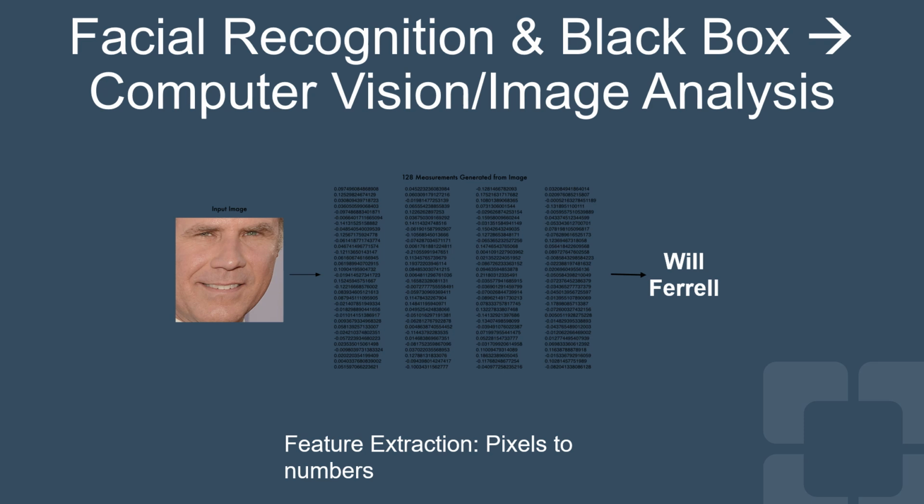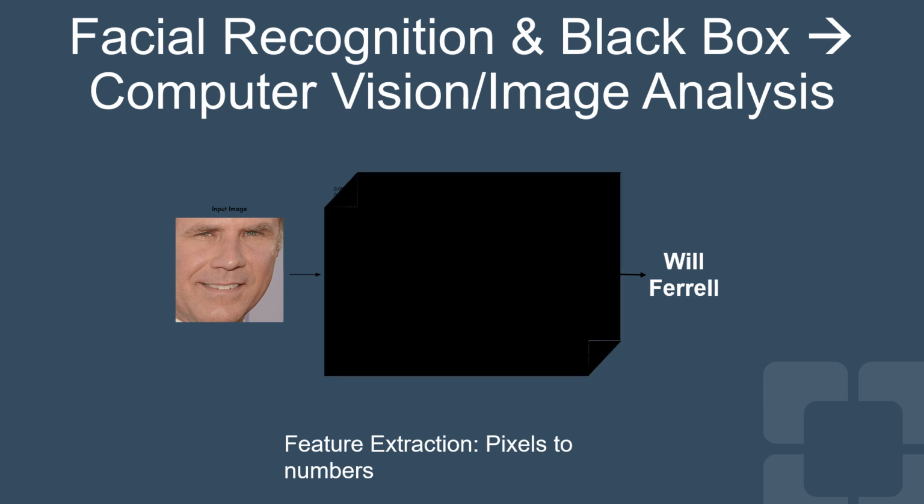And this model consists, in this particular example, of 128 numbers. And even the person who developed this algorithm does not know what these numbers correspond to. Thus, it is a black box. And this is true of most machine learning models.